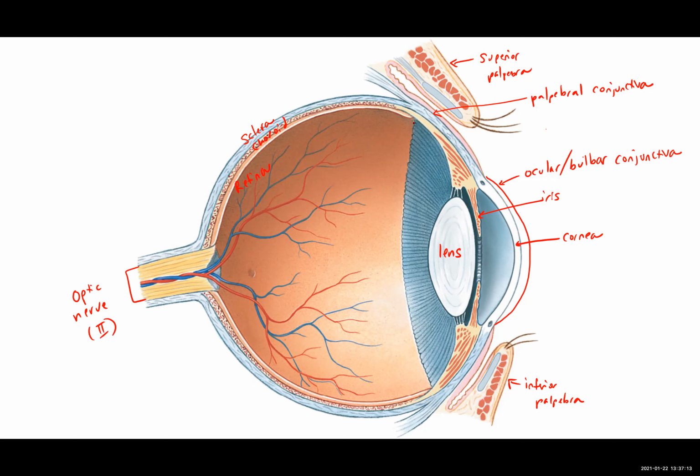Some other structures we can see, this connection of where the iris is meeting with the retina. Remember, we call this the ora serrata. We can see the point where the cornea meets the sclera, and we call that junction the corneo-scleral junction.